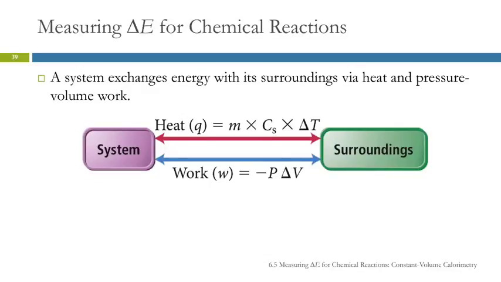6.5, measuring the change in internal energy for chemical reactions. So we've talked about how systems and surroundings exchange energy. They exchange energy by means of heat and pressure-volume work. So we've got the system and the surroundings. There can be an exchange of energy because of a difference in temperature, a heat transfer, or there can be work that's done either by the surroundings or by the system.